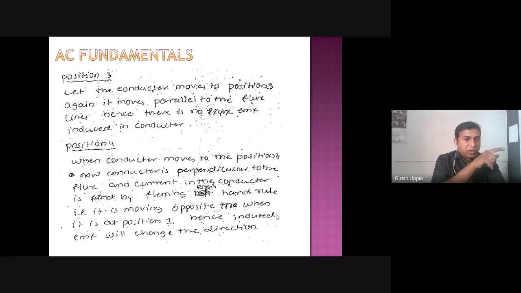And position number 3, when it moves to 180 degrees, again the flux and the direction of motion are parallel. It will not cut any flux. The EMF induced is again zero at position number 3. Position number 4, when it comes under the south pole, again it will cut the maximum flux, so the EMF induced will be in the opposite direction.